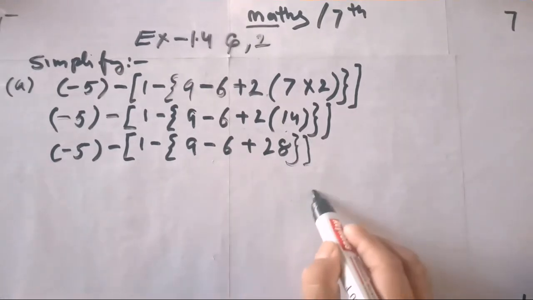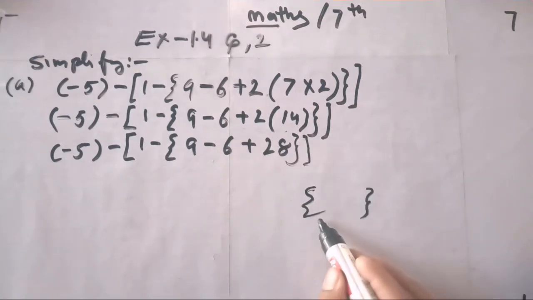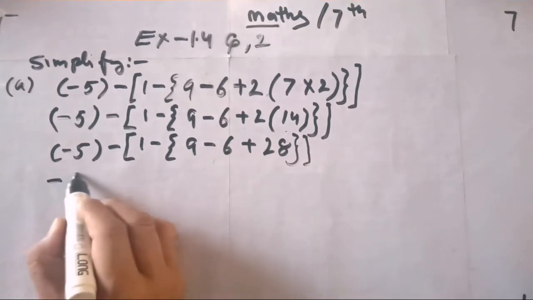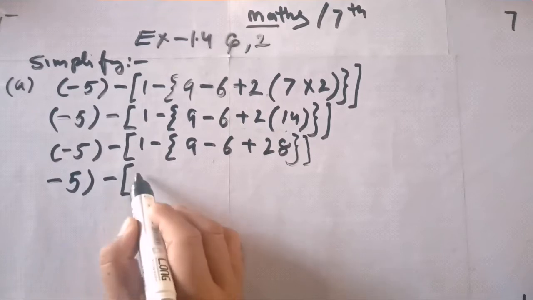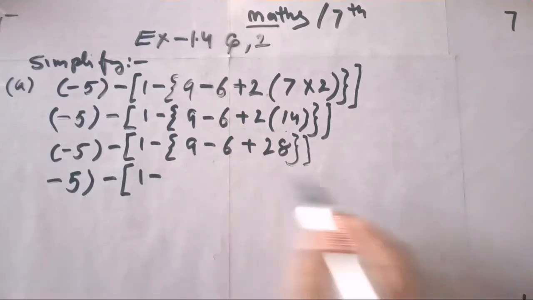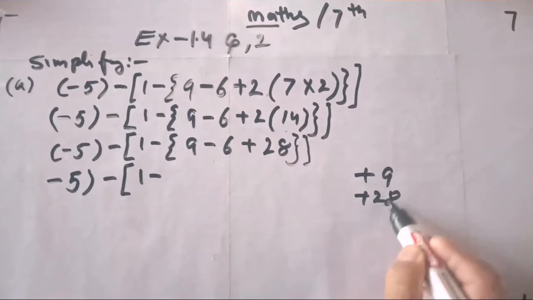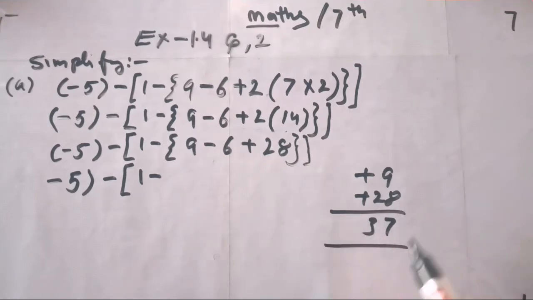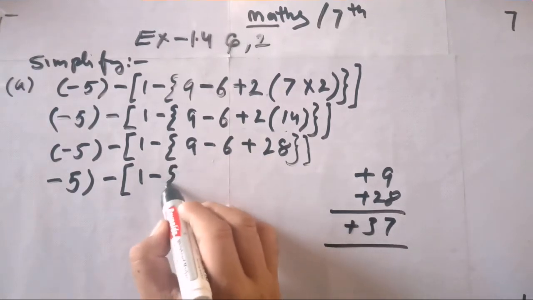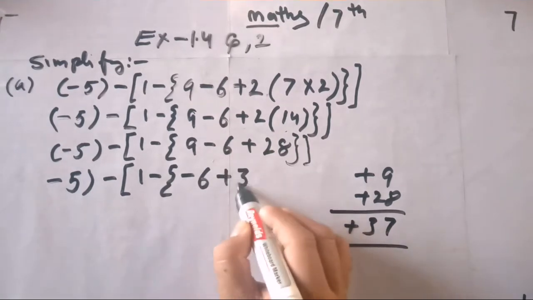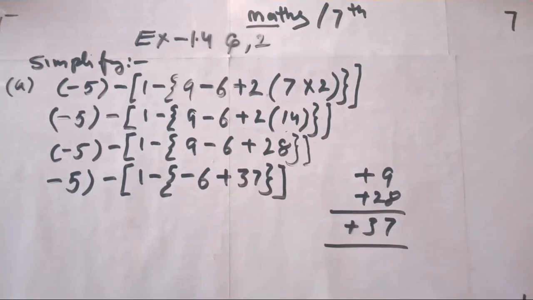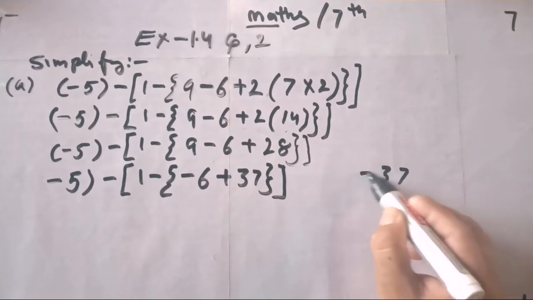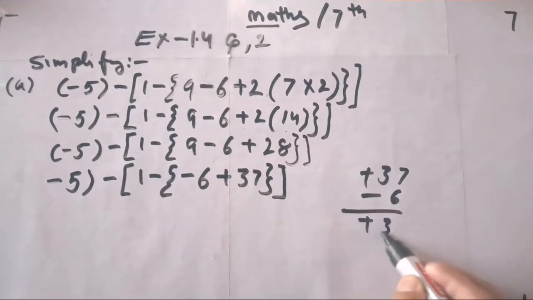The next step is, now we have the curly bracket. Now we solve the part under the curly bracket. Now beta, minus 5 minus square bracket minus, right? So plus 9 and plus 28 is equal to 37. This is plus 37, curly bracket minus 6 plus 37, again bracket close and square bracket close. Our next step is plus 37 and minus 6. This is equal to plus 31, right?